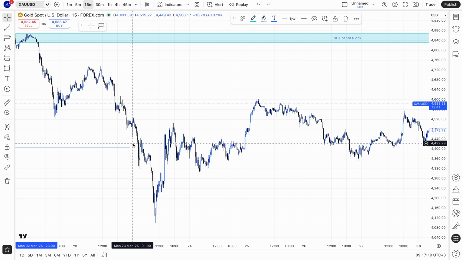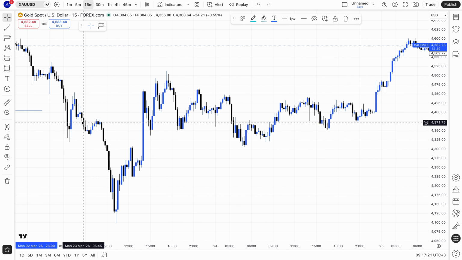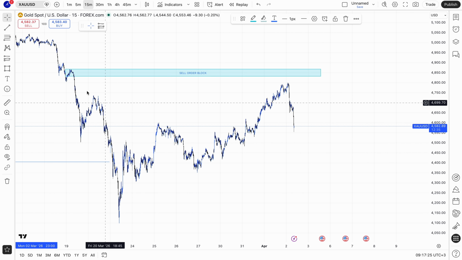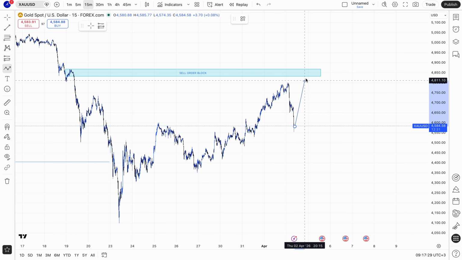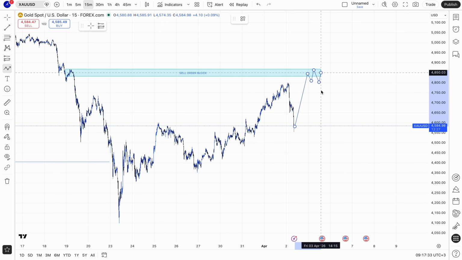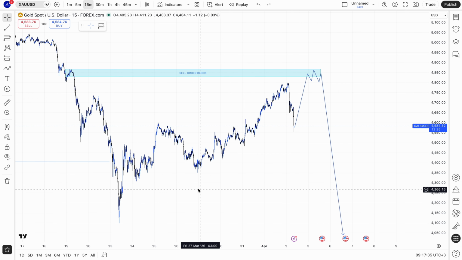It's not valid. Let me try to zoom in and see. No, it's not. So if you're going to be patient and wait for the price to come back to this order block, then you look for sell confirmation, then you target the next swing high.